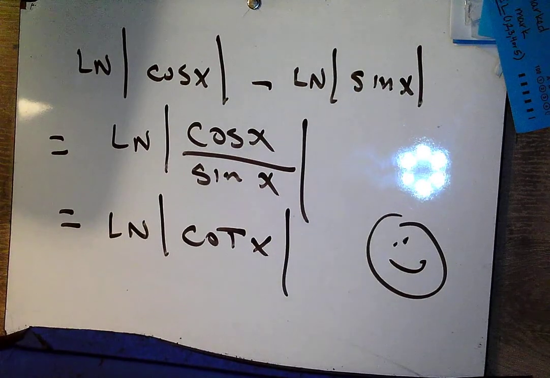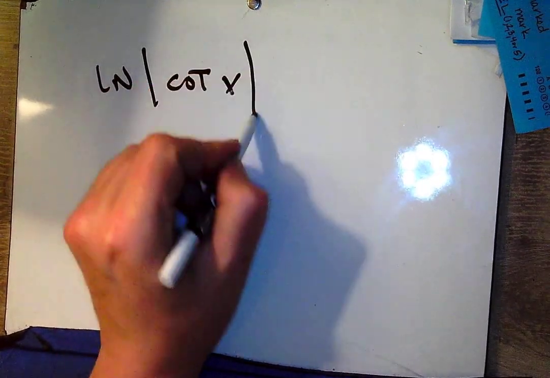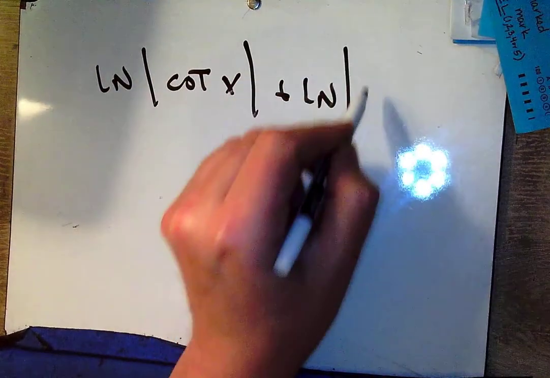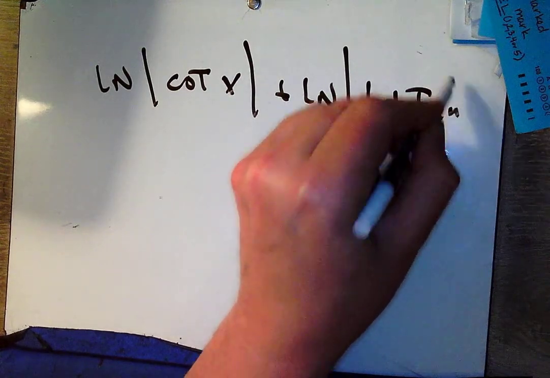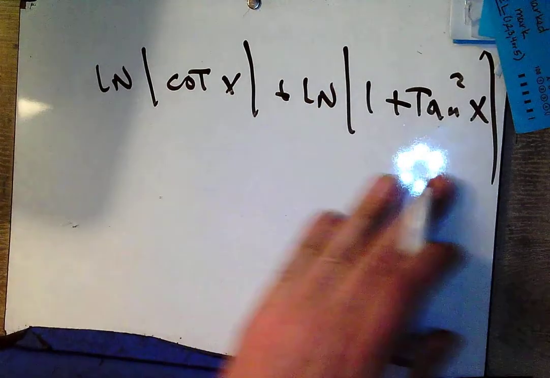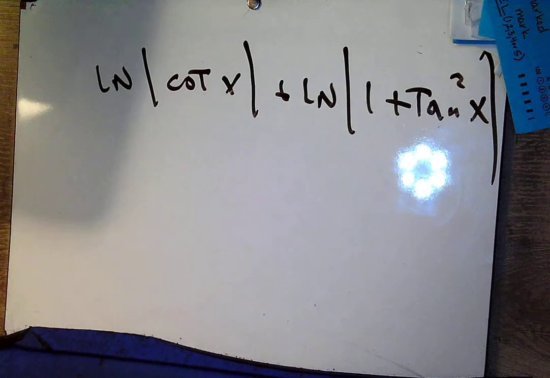So maybe you can use your log properties on this last one. ln cotangent x plus ln 1 plus tangent squared x. Please use your log properties to simplify that expression.